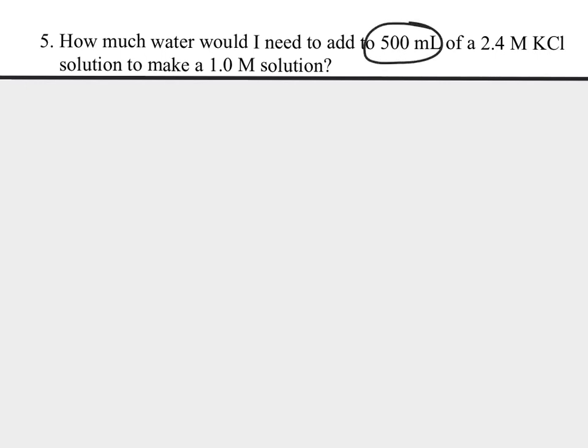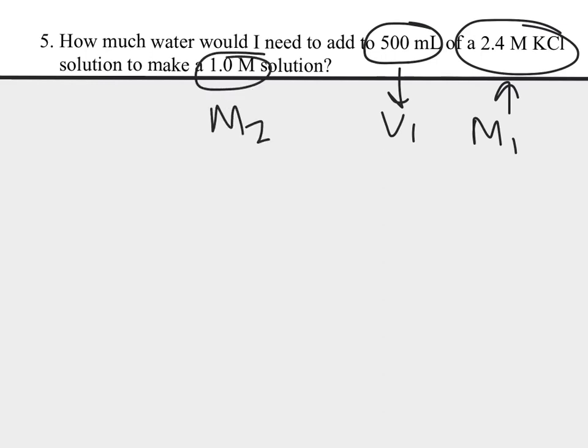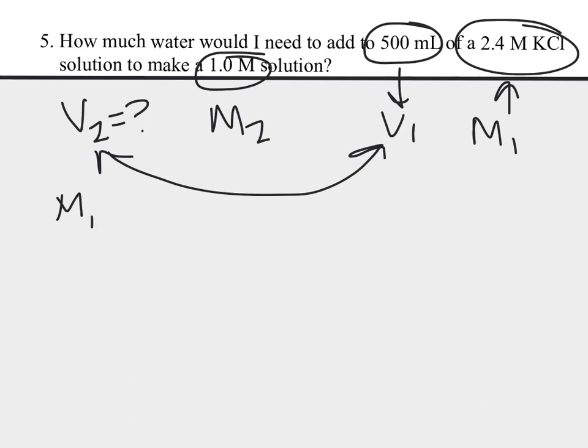All right, so we have a volume, 500 milliliters, and we have a concentration of 2.4 molarity. So we have a volume 1 and a molarity 1. We want to know how much water would need to be added to the 500 milliliters to dilute it and make it only a molarity of 1. So first, what I think we're going to need to do is solve for V2, and then we'll compare to what it was to V1 to figure out how much we actually had to add. So that'll be a quick thing to do. But let's use our equation.